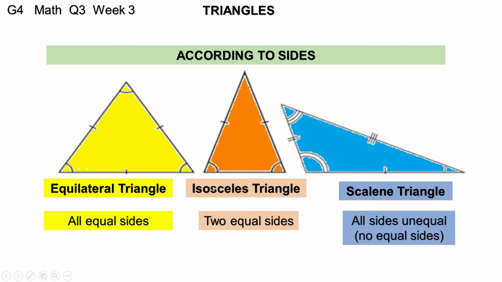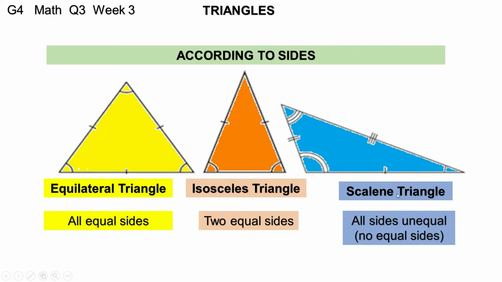On the other hand, an isosceles triangle has two equal sides. So this orange triangle is an isosceles triangle kasi dalawa yung sides niya ay magkasing haba. So pag dalawang sides magkasing haba, you call it as an isosceles triangle.